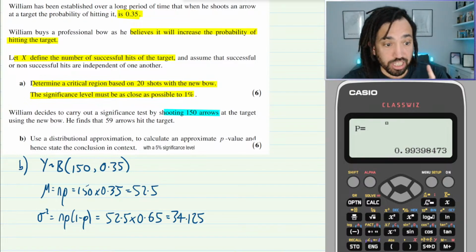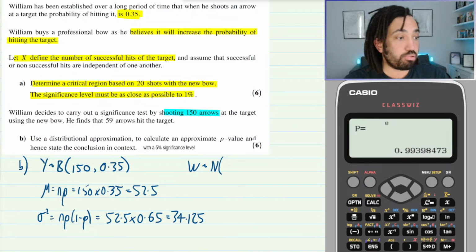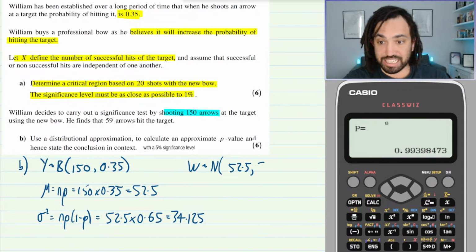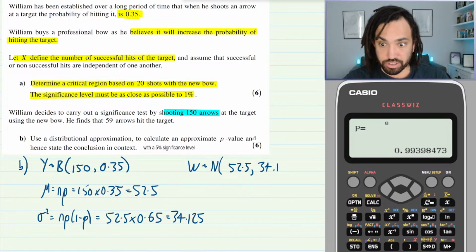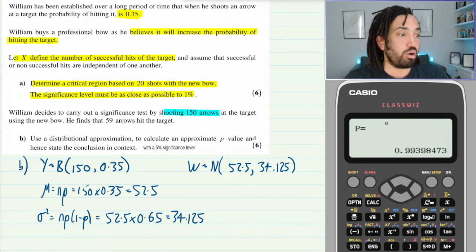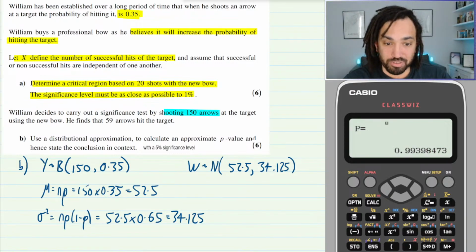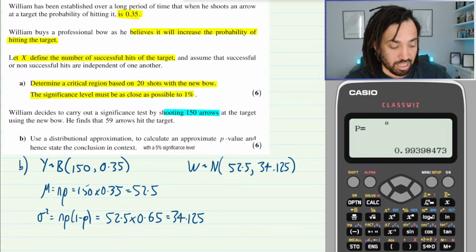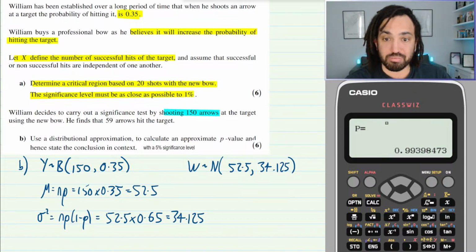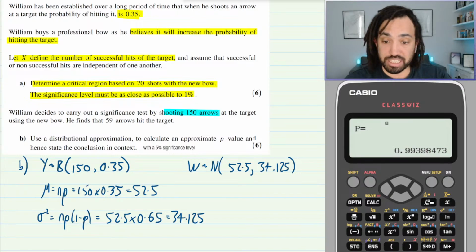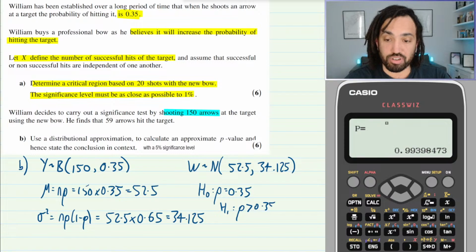Okay, so that means I can set up my normal approximation distribution, and it has a mean of 52.5 and a variance of 34.125. Now, because it's a hypothesis test, we are testing the upper tail. We did it last time, didn't we? We said that H0: P was equal to 0.35, and he thinks that the thing has got better, so H1: P is greater than 0.35.